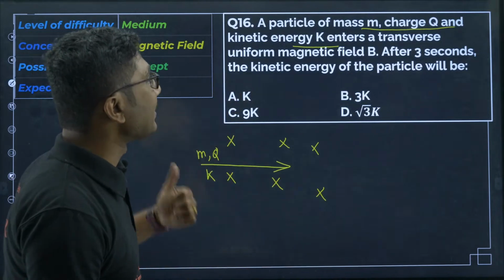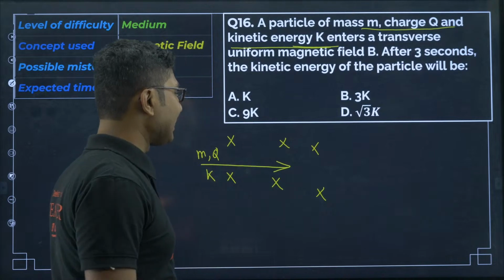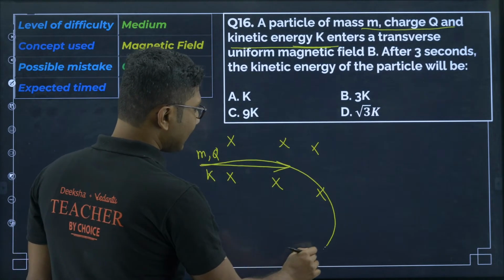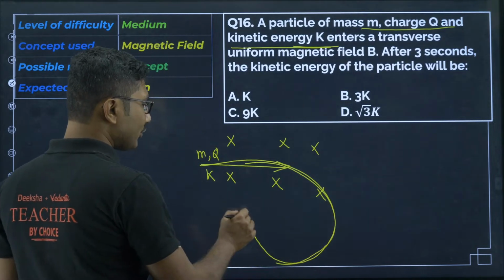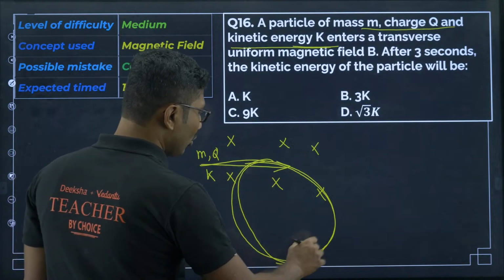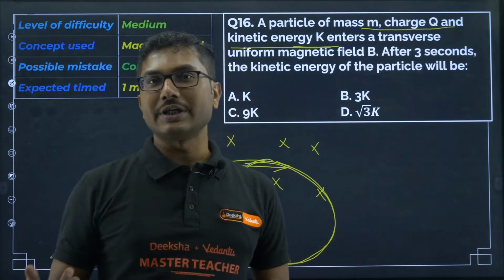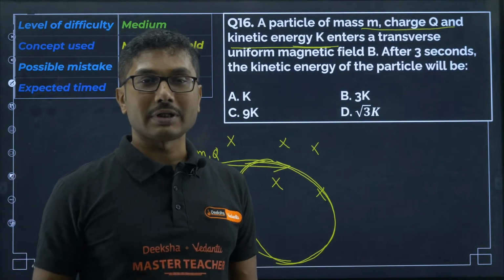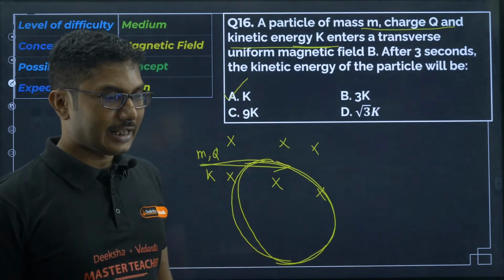Now this question is basically about kinetic energy K. As soon as the particle enters a magnetic field perpendicular to it, it will start rotating in a circular motion, and there will be no change in its speed. The velocity's magnitude will not change, its direction will change, but kinetic energy does not depend on the direction. So kinetic energy will remain unchanged in this case.